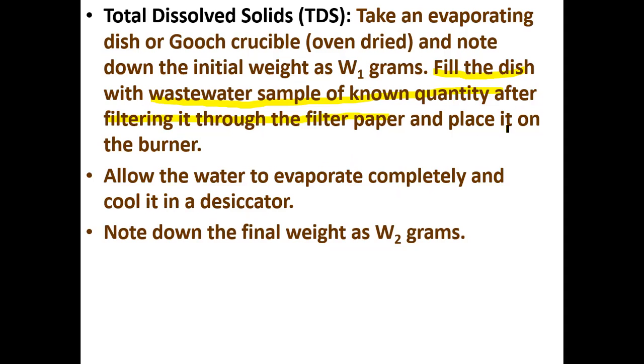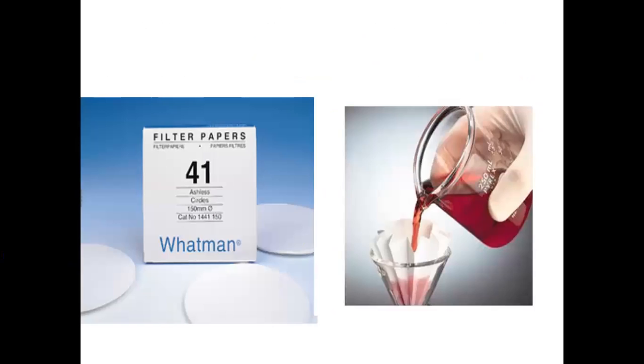When you filter it off, some solids will remain on the filter paper. Those are called suspended solids. Whichever are not getting filtered will go through the filter paper. On the filtrate side, the liquid will have dissolved solids. That is the reason you have to filter it, take the filtrate and repeat this procedure. After that, allow the water to evaporate completely and cool it in a desiccator. Note down the final weight as W2. So this is how that filter paper looks like, Whatman filter paper number 41.